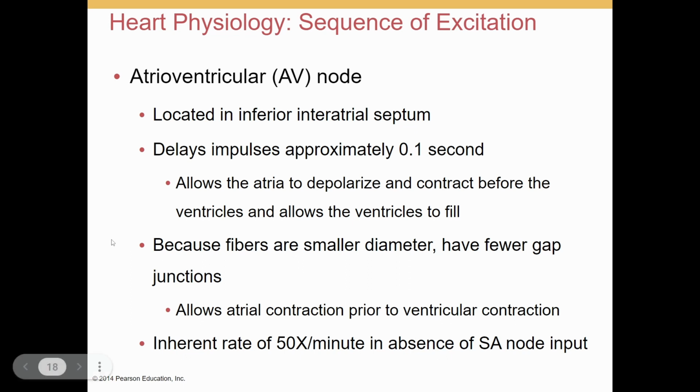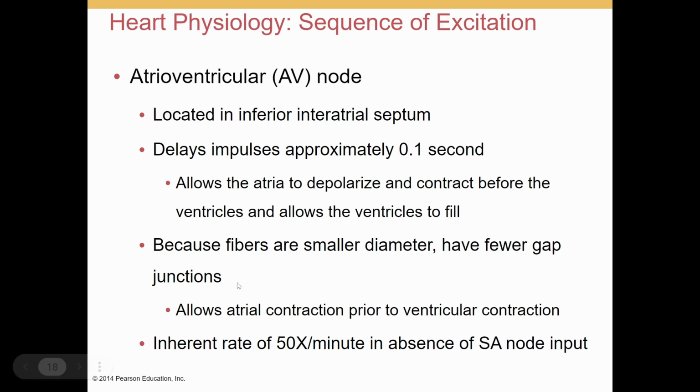We see that the fibers of the AV node are smaller in diameter. They have fewer gap junctions. And this allows atrial contraction prior to ventricular contraction and also slows or delays the impulse. So it's both a structural anomaly that allows for a functional process to occur in this sequence of excitation.